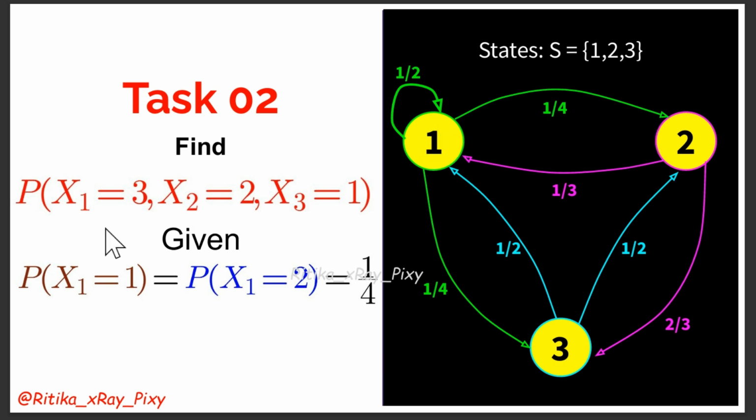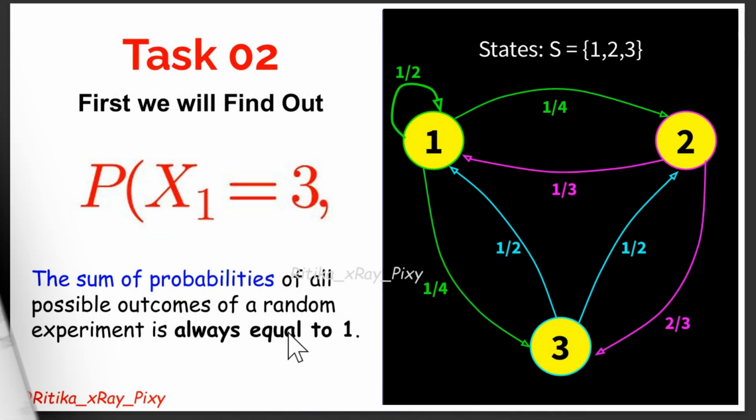You can see 1, 2, 3. They represent time steps, and 3, 2, 1. We have three states. First we have the initial state probability. That is the probability that the process starts in a particular state: P(x1 = 3). You can see here.